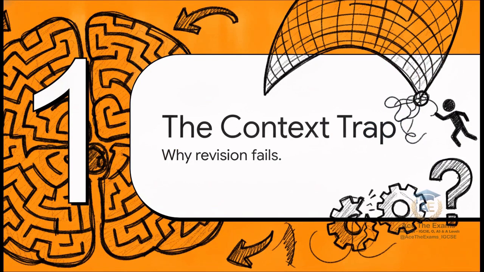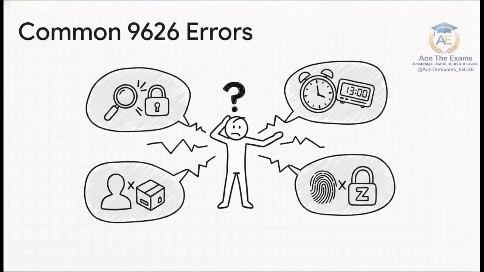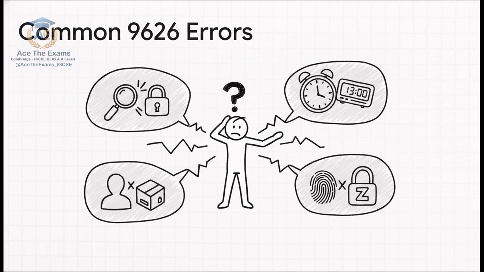Which brings us to Section 1, the context trap, and exactly why ordinary revision totally fails for the subject. Students fall into these common 9626 errors all the time. Look at these: mixing up direct and indirect data, totally confusing validation with verification, or swapping online and real-time processing. And why does this happen? It's because we tend to memorize these things in total isolation. We lack comparative thinking. If you just memorize what encryption is, but you can't compare it to authentication in a specific exam scenario, you are going to drop major marks when they ask you to evaluate them.